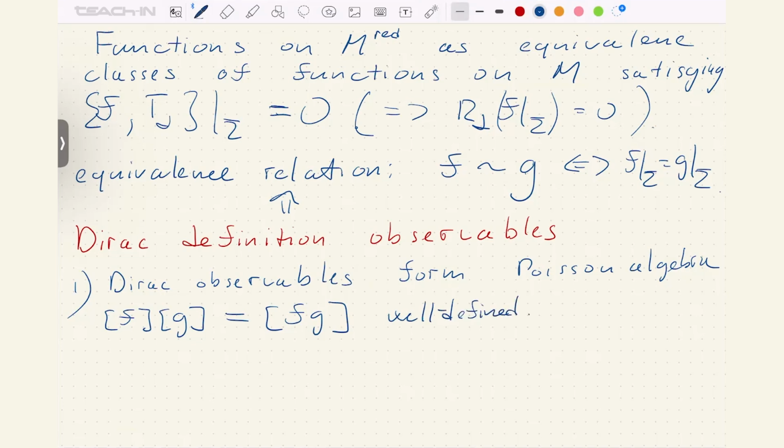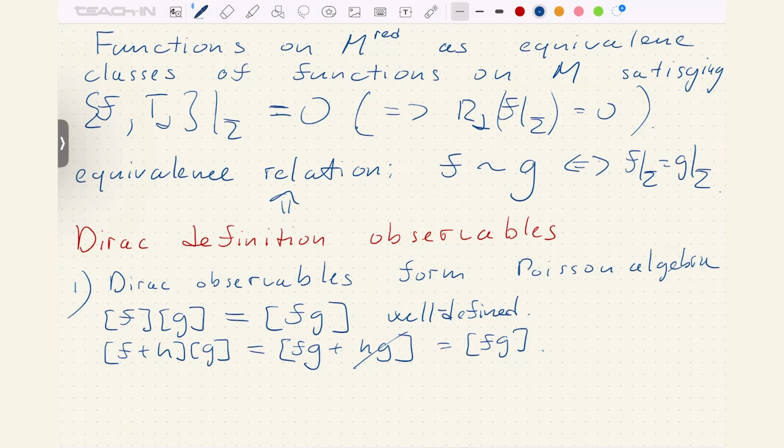Because our equivalence classes are defined modulo functions vanishing on sigma. So if instead we pick a different representative, f plus, let's say, h, and h vanishes on sigma, then what we get here is the equivalence class of fg plus hg, but h vanishes on sigma, so the second term is gone. So it's the same equivalence class, right? So we have a multiplication for this in observables.